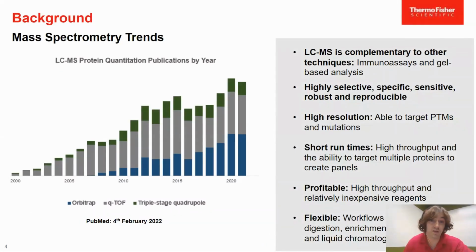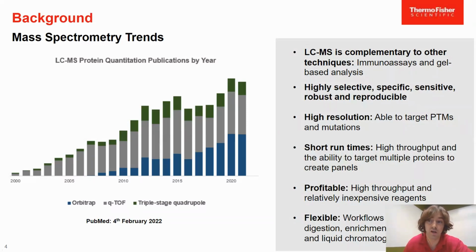As we can see, the number of LCMS protein quantitation publications has increased significantly throughout the past 2 decades. Both triple stage quadrupole and high resolution accurate mass spectrometers are used to routinely quantify proteins and provide high selectivity, specificity, and sensitivity, as well as providing robust and reproducible results.